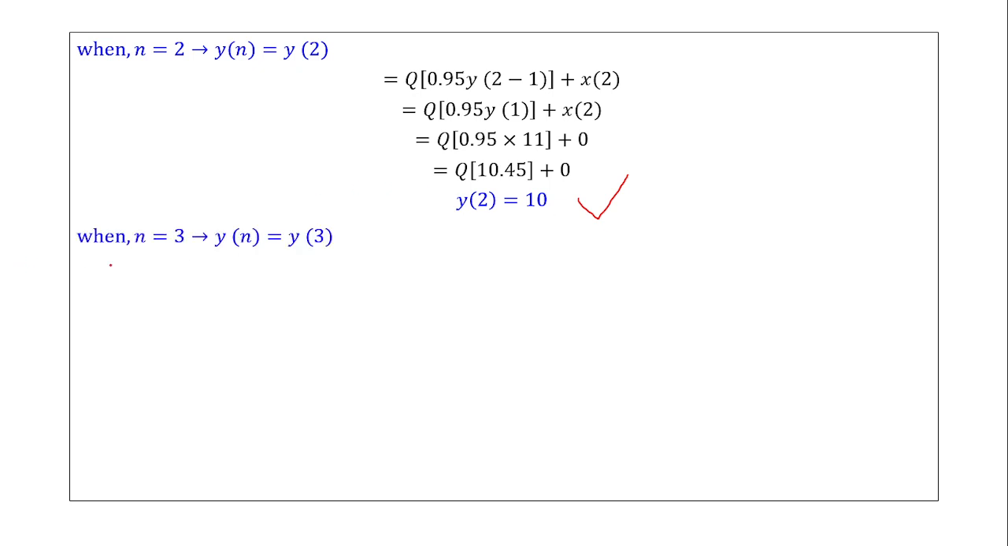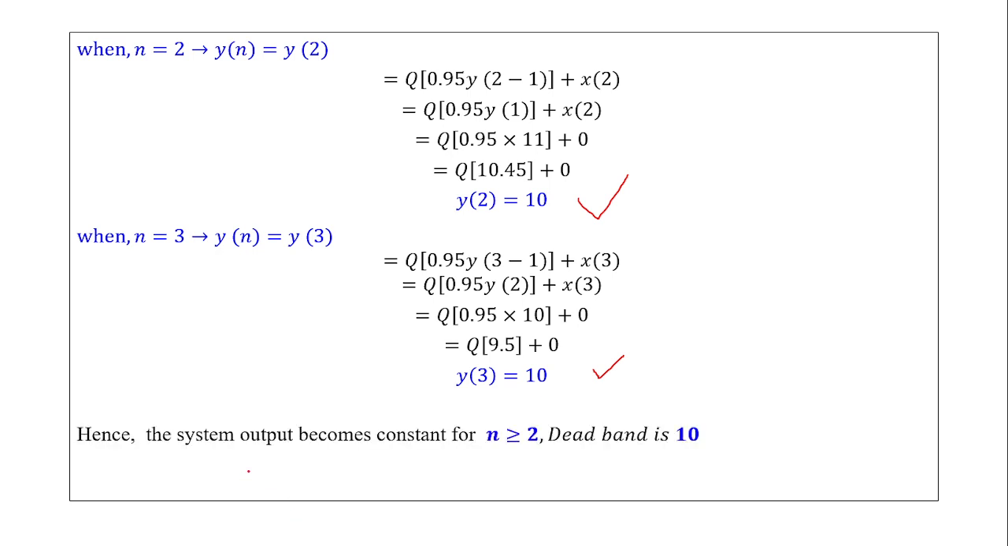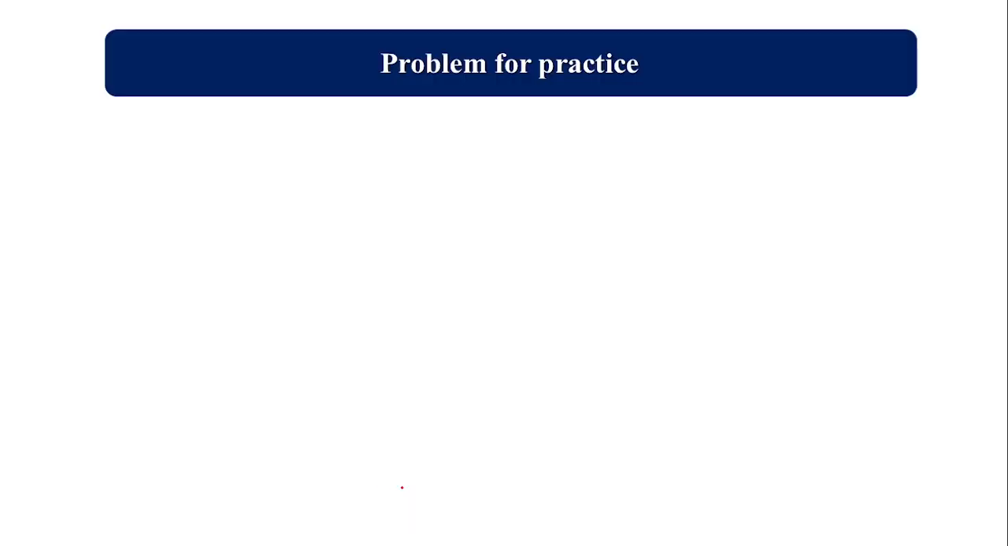Now n equal to 3. So 3 minus 1 is 2, and y of 2 is equal to 10. So 0.95 into 10 is 9.5. The rounded value of 9.5 is equal to 10. So now we got the same value in the consecutive time period. This means that your system enters into the limit cycle. The system output becomes constant for n greater than or equal to 2. Deadband is 10. So this is the characteristic of the limit cycle. The system enters into the limit cycle.